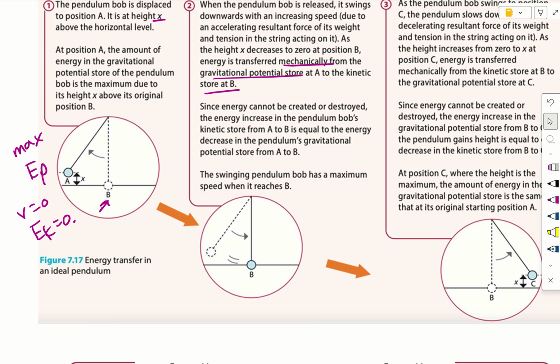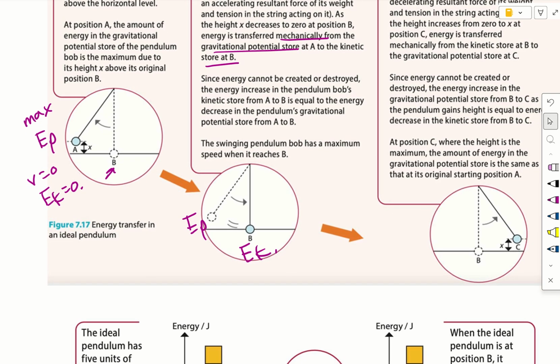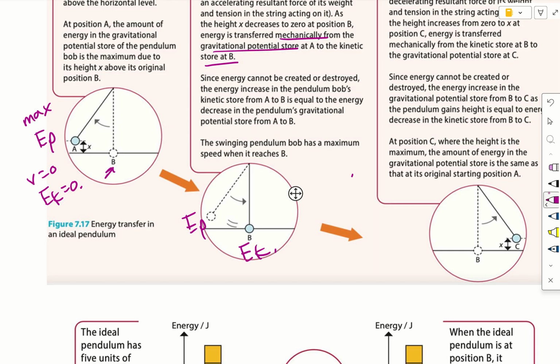Okay, and now we apply the principle of conservation of energy because energy cannot be created or destroyed. So the energy in the gravitational potential store is transferred to the energy in the kinetic store. When it is at position B, because the height is 0, therefore EP equals 0.